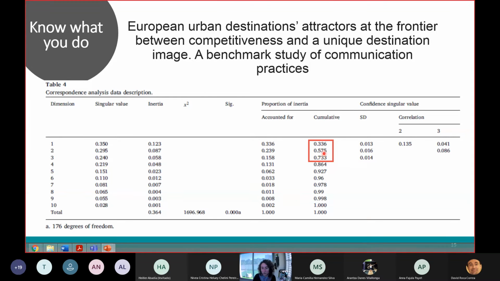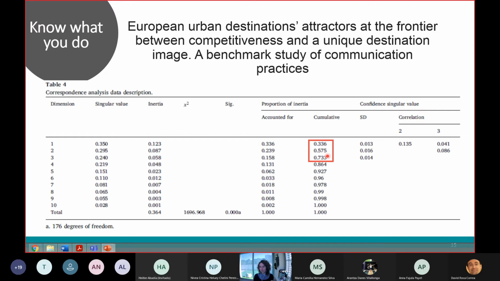So the first dimension was capable of explaining 30% of the differentiation. When I added the second dimension of the plot, I was able to explain, with these two dimensions, up to 57% of the differentiation between the cities. That is still good because I know where the main source of differentiation comes from. But by adding a third one, I was reaching almost 75%. I was explaining almost 75% of this differentiation between the cities and the variables.